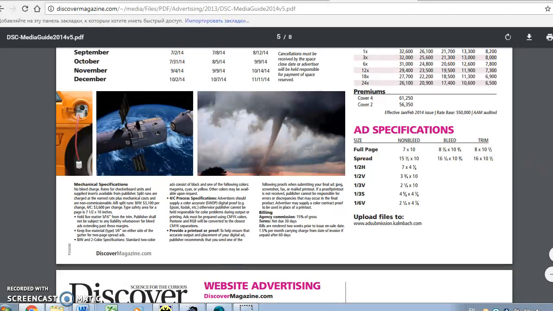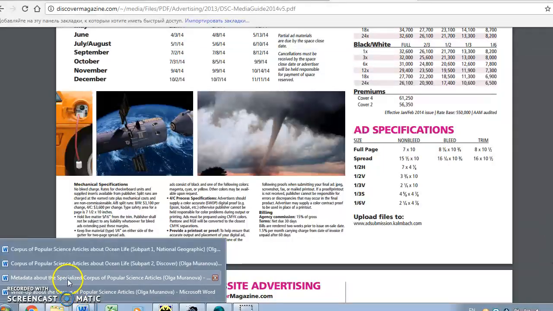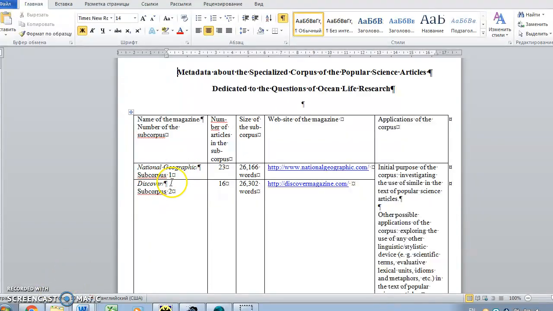devices. So in this case, as can be seen from this metadata, the main variable, which I'm going to consider in this project, is this. The subject of the articles is the same, ocean life research, but the difference is that they are published in different magazines. So it will be interesting to see in what ways this different source of publication may influence the frequency, the functions, or perhaps some other parameters of using similes in this genre.